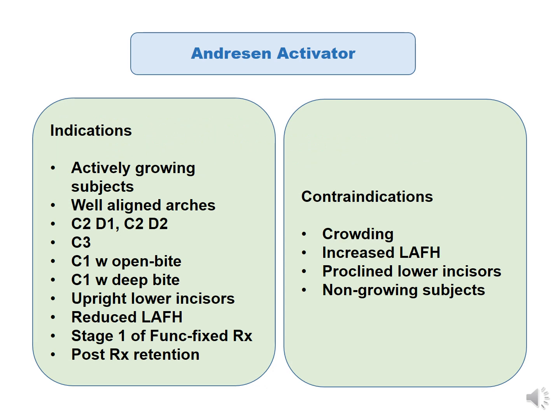Now, what are the indications for an Andresen activator? It is used in actively growing subjects. The arches should be well aligned. It can be used in class 2 division 1 and class 2 division 2 malocclusions, in class 3 malocclusions, and in class 1 malocclusion with open bite or class 1 malocclusion with a deep bite. The lower incisors should be upright. The lower anterior facial height should be reduced, and it can be used as stage 1 of a fixed functional therapy, and also as post treatment retention.